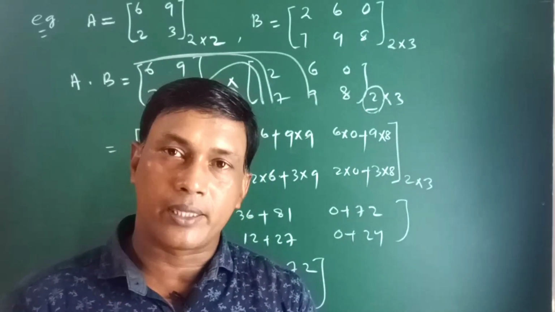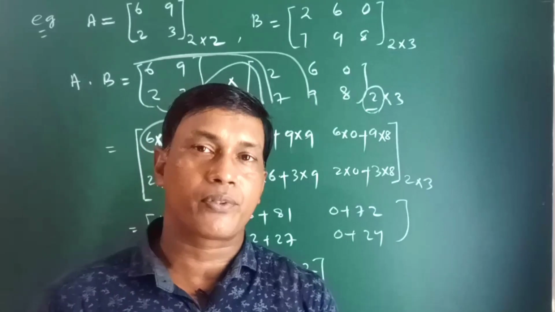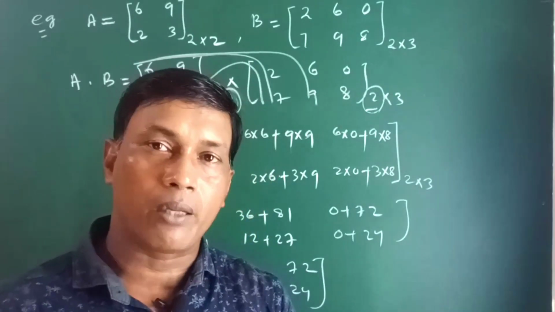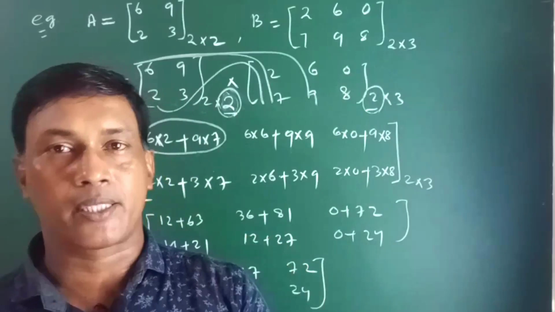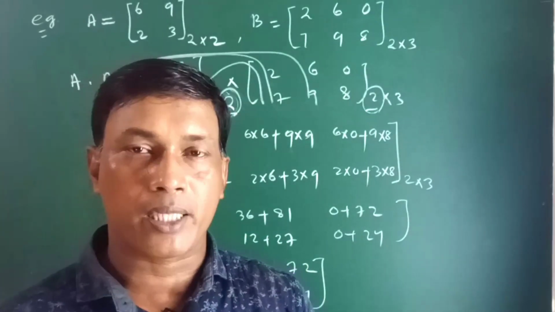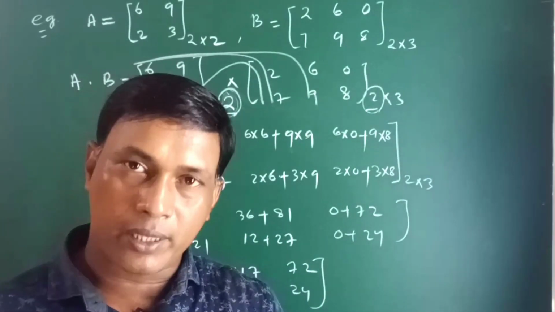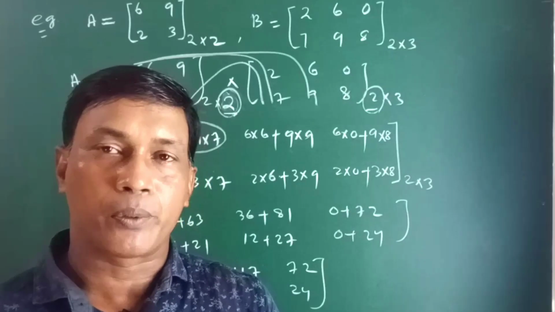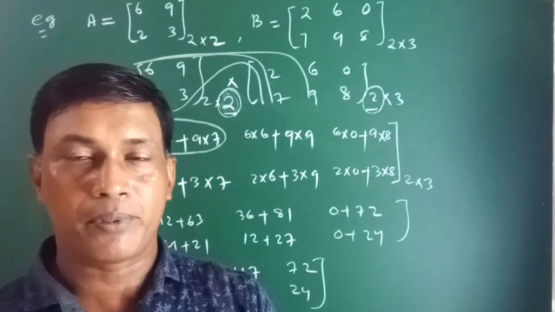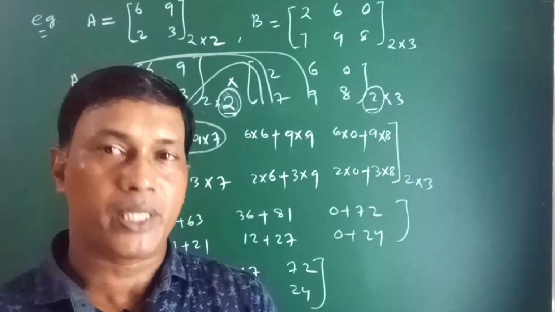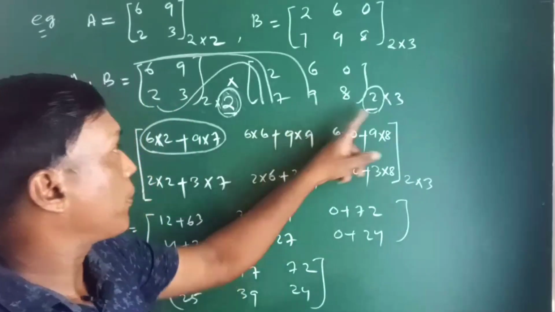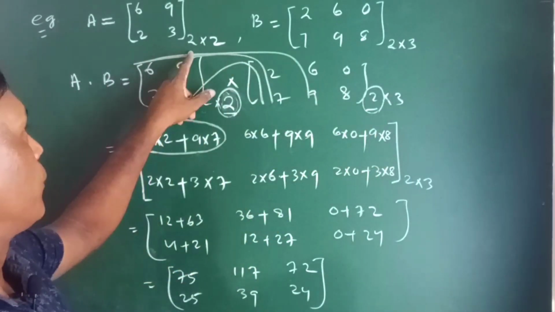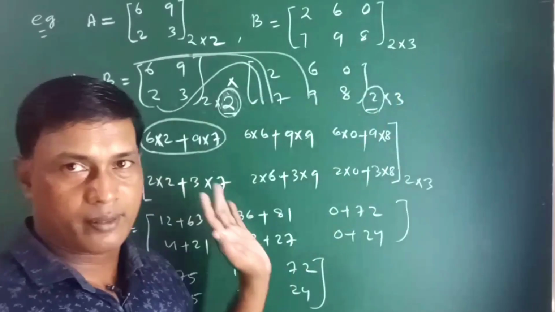The condition is that the number of columns of the first matrix should be equal to the number of rows of the second matrix. फर्स्ट मैट्रिक्स में जितना कलम्स रहेंगे, सेकेंड मैट्रिक्स में उतना रोज रहेंगे, तब जाके मैट्रिक्स प्रोडक्ट इज पॉसिबल. And the order of the product matrix is rows from first, columns from second.